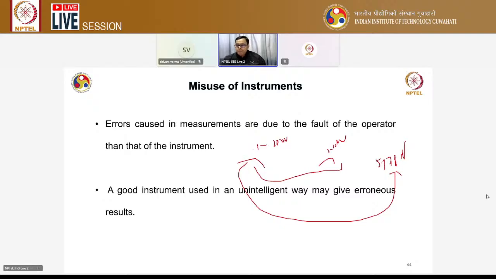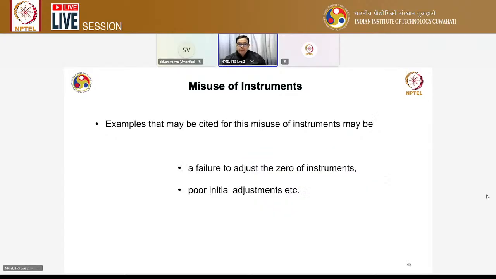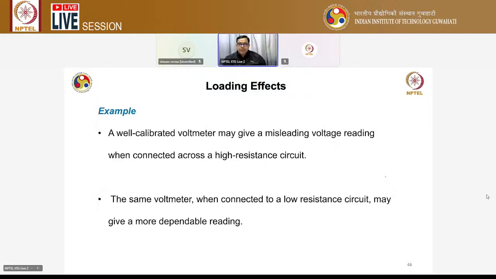So if you have a requirement of this kind of accuracy, 5.378, you should always use the microvoltmeter, because it will have a better accuracy, particularly for this range. So as an end user, we should know what our requirement is, and accordingly we can choose the instrument. There can be other examples also, like a failure to adjust the zero of the instrument, or poor initial adjustment, and so on. Now the third shortcoming is the loading effect.